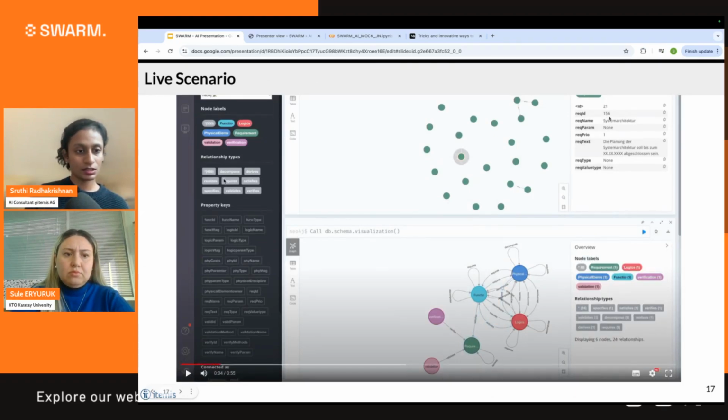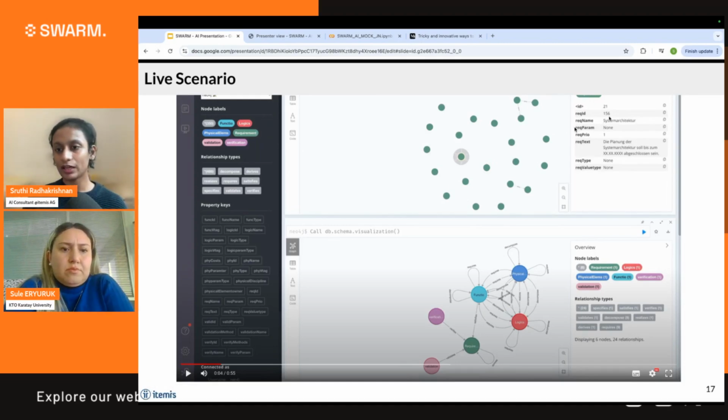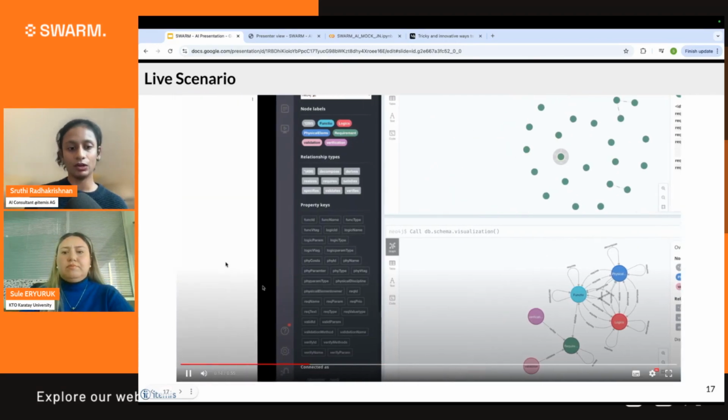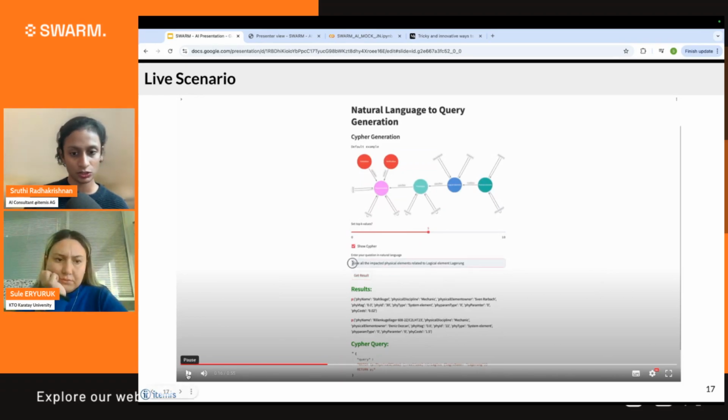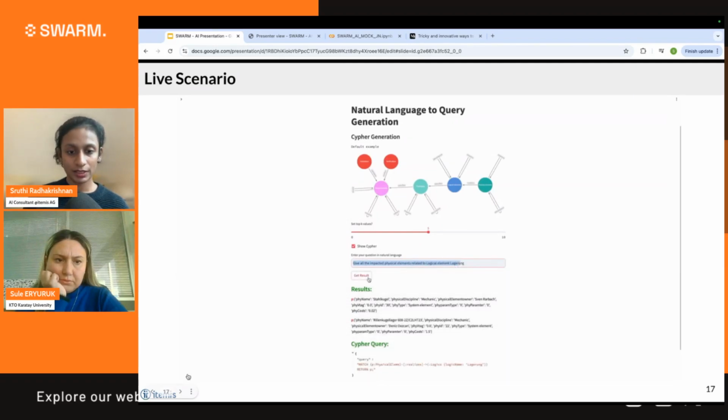So this is the same domain model that I have modeled in Neo4j by using the CSV files. We have certain requirements properties, so you can see the requirements nodes and associated properties with them, and also certain relationships as types like decompose, derives, and also keys for each and every node that we have. So one question that I have asked here is: give all the impacted physical elements related to the logical element Lagerung. The word Lagerung just means storage. As I mentioned, this was a German research project, so some words are in German basically.